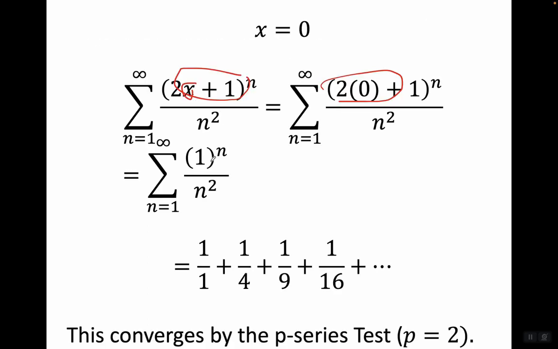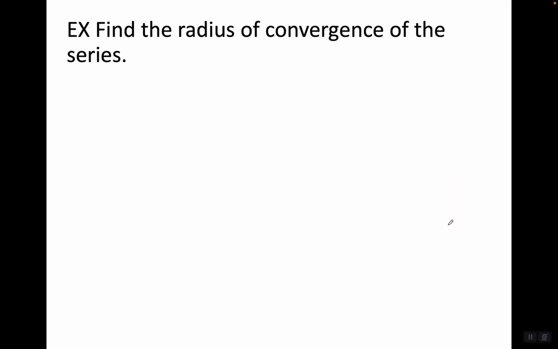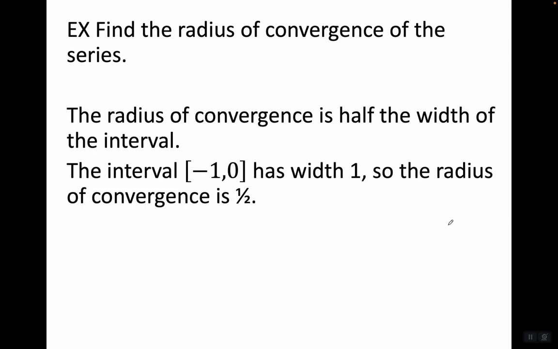So really our answer is going to be, I haven't stated what our answer is going to be, but our answer is basically going to be negative 1 to 0. Okay, that's our interval of convergence. Find the radius of convergence of the series. Well, the radius of convergence is half the width of the interval. The interval from negative 1 to 0 has width 1, so the radius of convergence is simply a half.